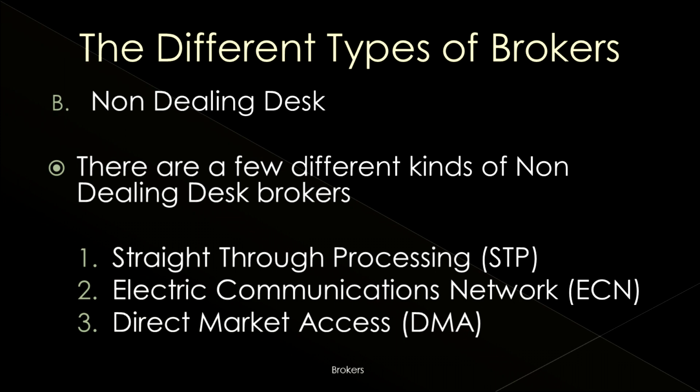Now, a non-dealing desk broker has a few different types, and we will cover these shortly, but they're called straight-through processing, STPs, electronic communications networks, ECNs, and direct market access, or DMA. Just want you to be aware of them for now.